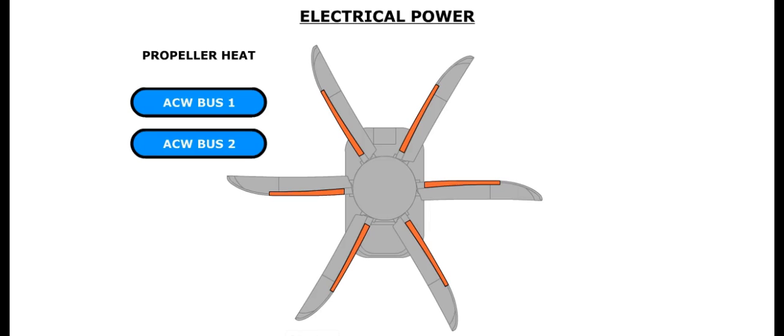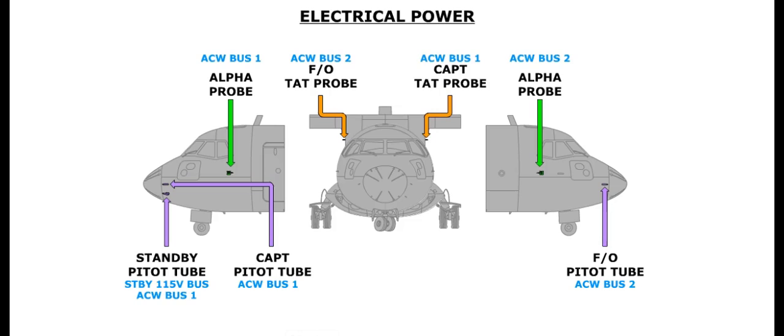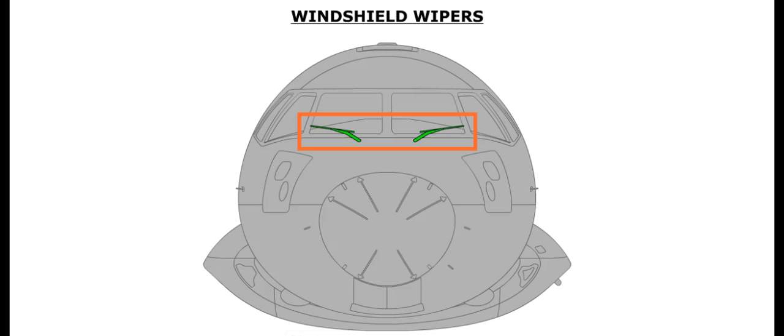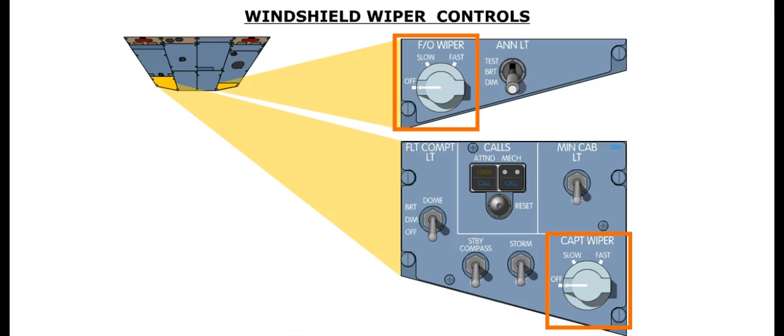Electrical power heats the propeller blades, the windshields, probes, static ports, and flight control horns. Two windshield wipers are used to remove rain from the two forward windshields. The controls for the windshield wipers are located on the overhead panel.